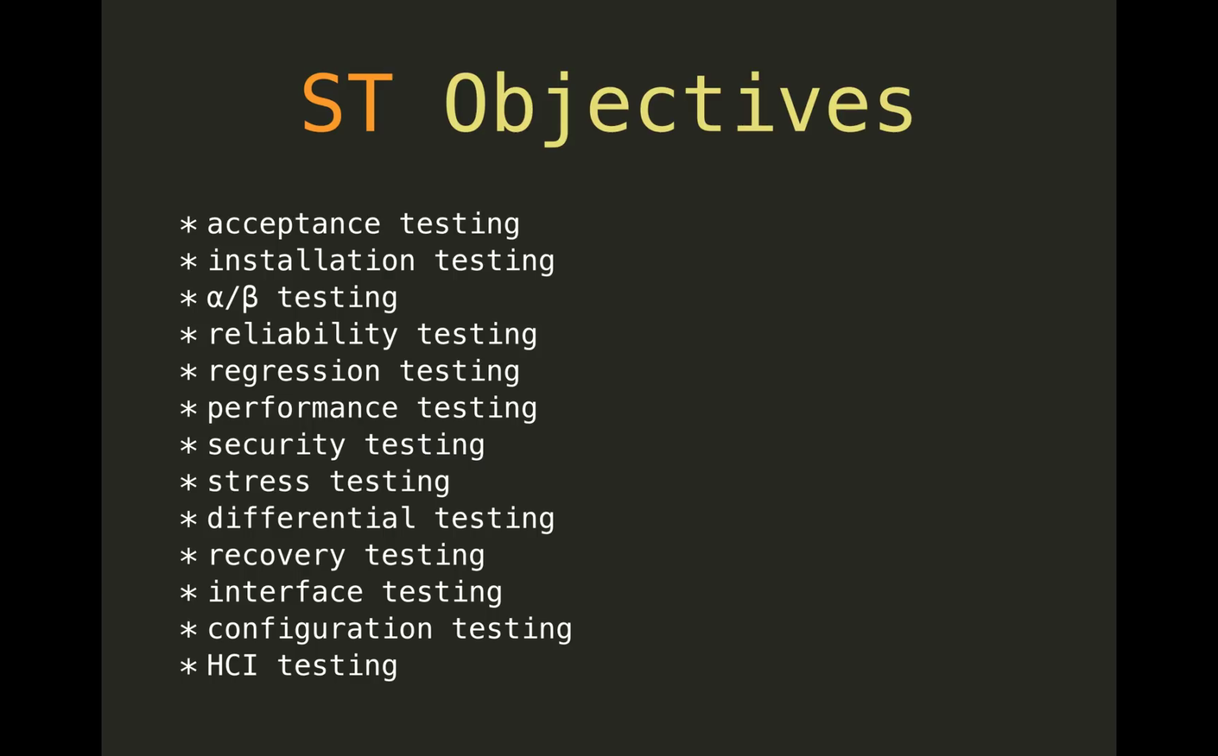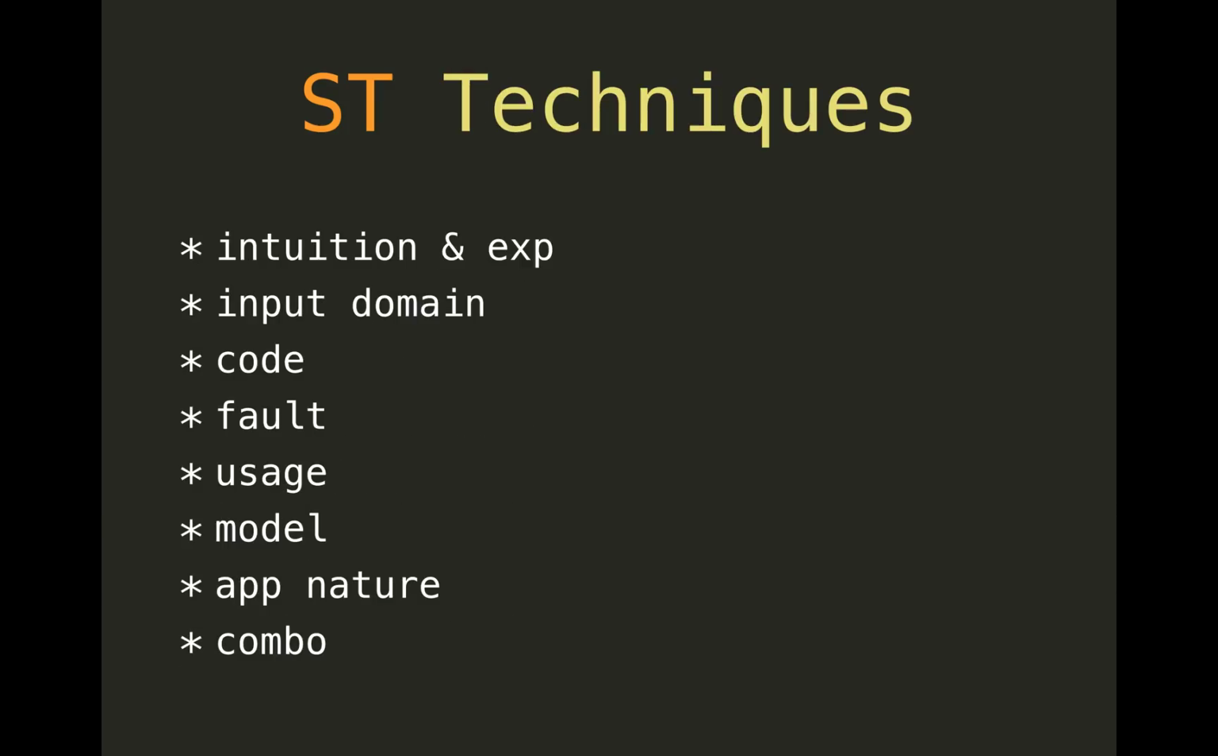Recovery testing: how does your system respond to some catastrophic situations. Interface testing, so how does it interact with others. Configuration: usually you do have some kind of configuration, and you need to test that all variations of configurations result in a working system and in a system that works correctly. And human-computer interaction testing as well.